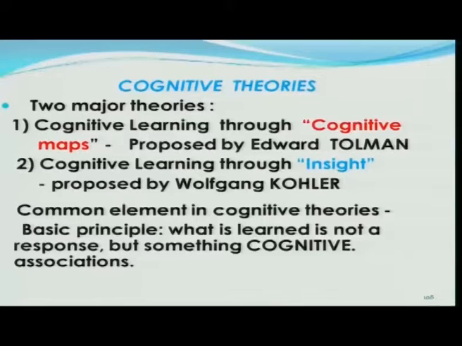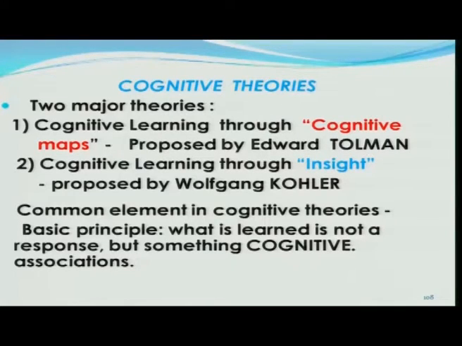We embark on our journey now on cognitive theories. Two major theories can be described here. There might be some other cognitive theories that also play an important role in taking our understanding further about the learning process. A comment will be made about such theories. At the moment, though, the focus will be on these two theories, namely cognitive learning through cognitive maps proposed by Edward Tolman and cognitive learning through insight proposed by Wolfgang Kohler.